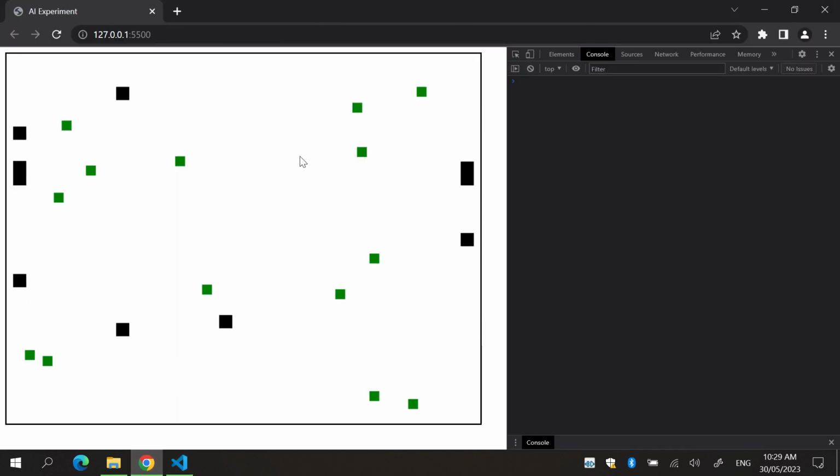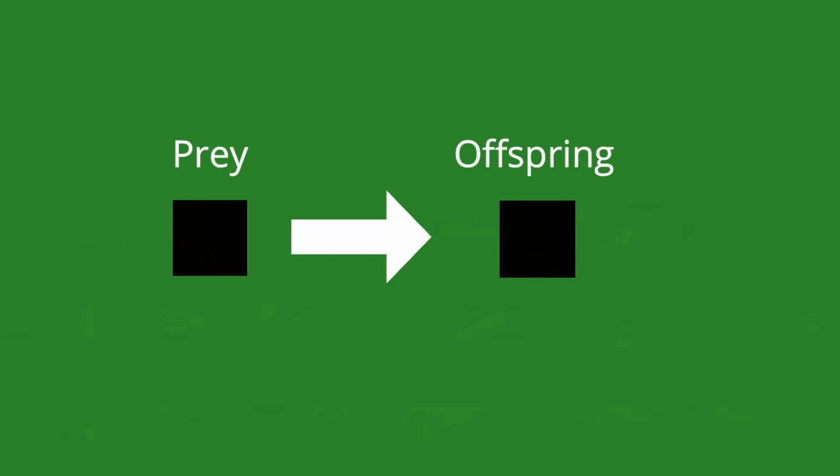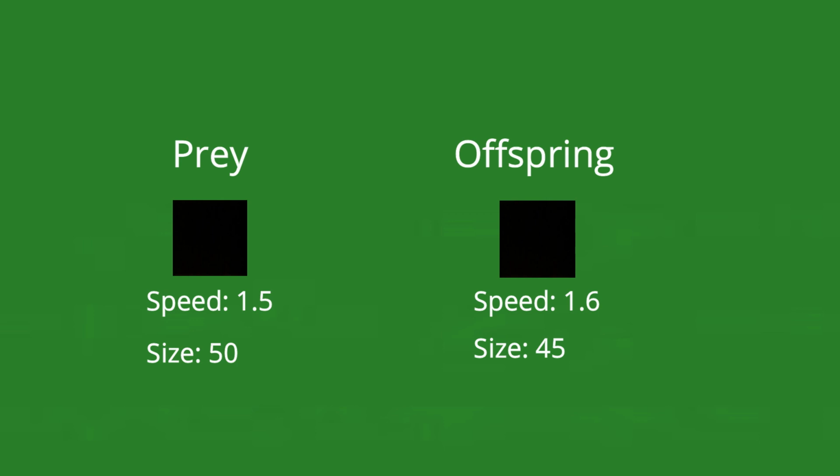Just for information, the black squares are called the prey, and the green squares will be the food. How the simulation works is the prey have to find the food before the energy depletes, or else they will pass away. The prey can sometimes have a chance of replicating, and when this happens, their offspring's stats will mostly be the same as their parents, with very minor mutations here and there.